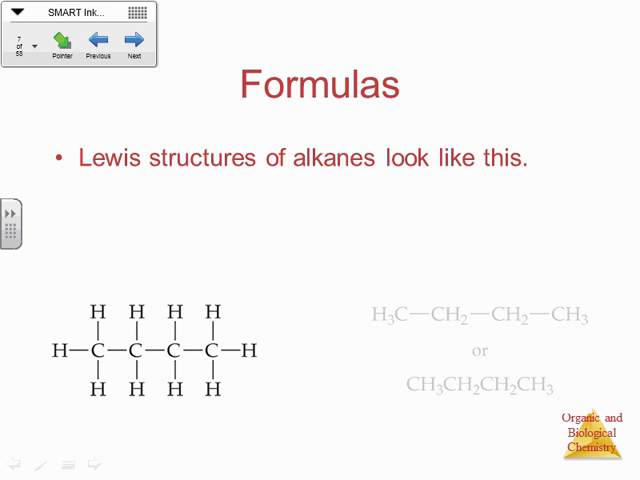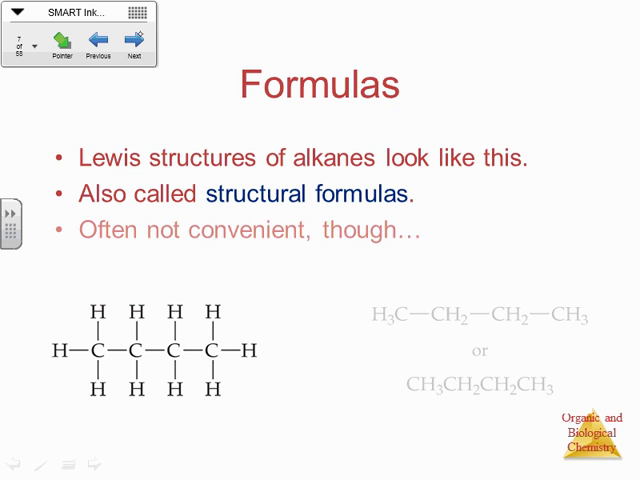The Lewis structures are going to look similar to this. This is a 4-carbon chain with hydrogens all around it. They're pretty simple to write the Lewis structures for. You basically just have to build a line of carbons and then add hydrogens everywhere to make sure that there's 4 things around each carbon, and it usually works out. These are called structural formulas.